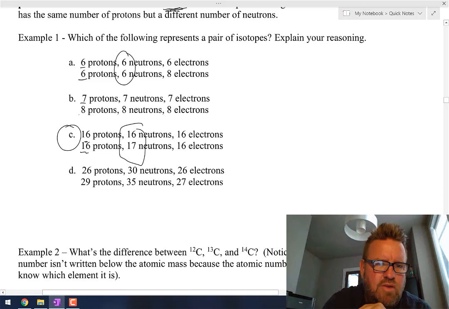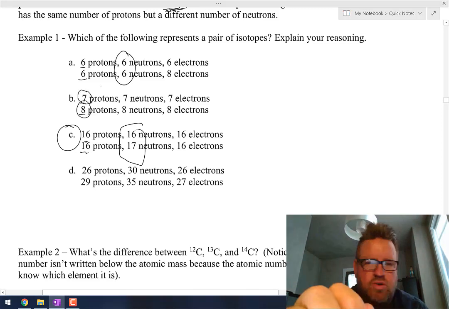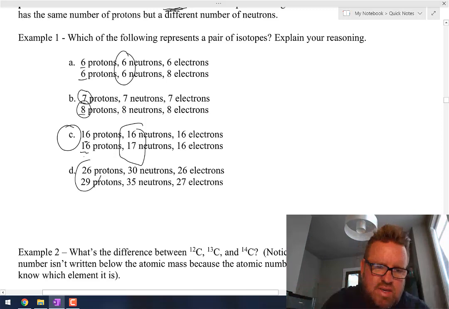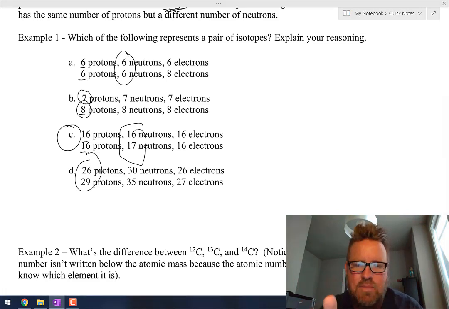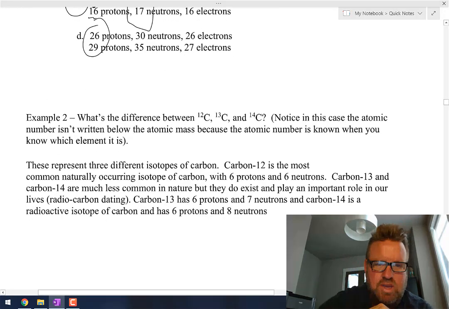Okay, letter B, you've got 7 and 8. Okay, this is nitrogen, this is oxygen. Those are not isotopes. And then on D, you've got the same problem. You've got 26 protons and 29 protons. Again, it has to be the same element, so the protons have to stay the same, and the number of neutrons has to be different.